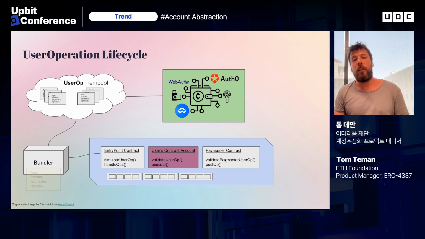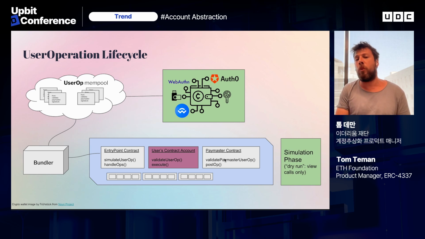So first, they will simulate the user op. Okay, we do the simulation phase. It's like a dry run. It's like you're only using view calls. You're not actually writing anything to the blockchain. So they will call simulate user op on the entry point contract, which in return will call the user's contract account and validate that user op, and also validate a paymaster user op if needed.